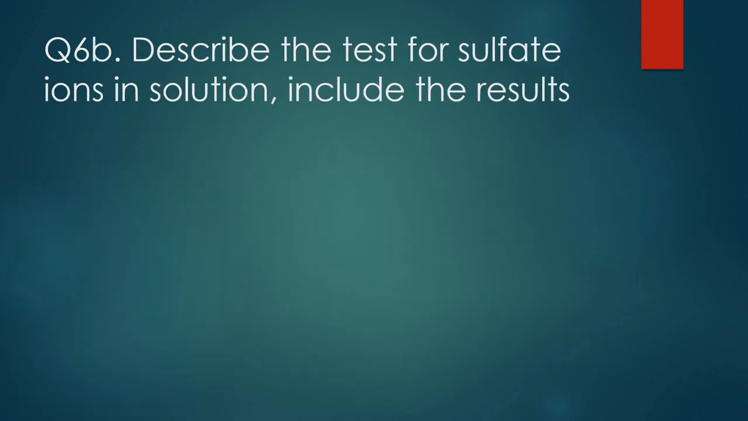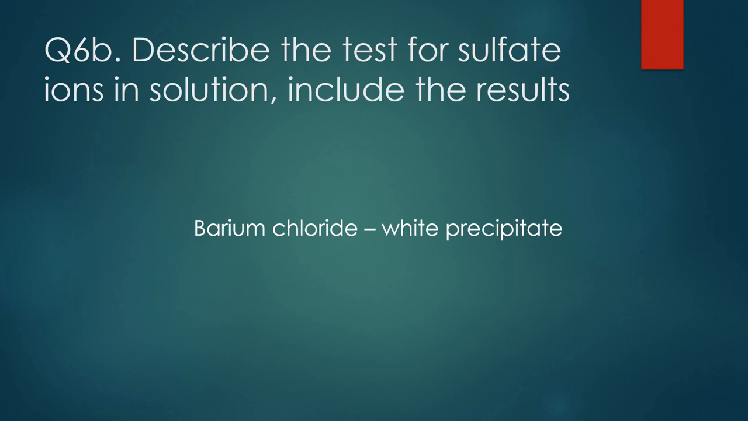Describe this test for sulfate ions in solution. Include the results. Now we would use barium chloride, and this would give us a white precipitate if sulfate ions were present in solution.